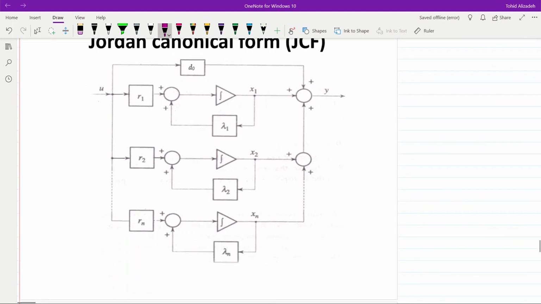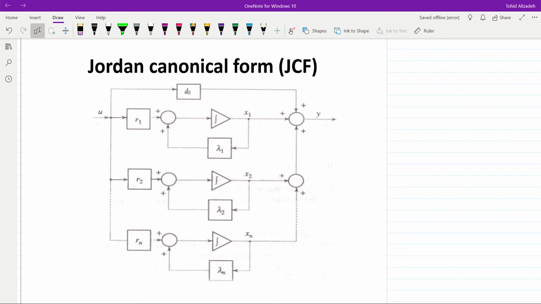You can see over here how the block diagram for the Jordan canonical form will look. Y is equal to the sum of the states. So x1 comes from there, x2 comes from here, x3 comes from here, and therefore y is equal to x1 plus x2 plus x3 in this example. Indeed, we can go up to xn plus d0 times u. And then for each one of x1 dot, x2 dot, xn dot, we have it in the form of a summation of r1 times u plus lambda 1 times x1, or lambda 2 times x2, or lambda n times xn.